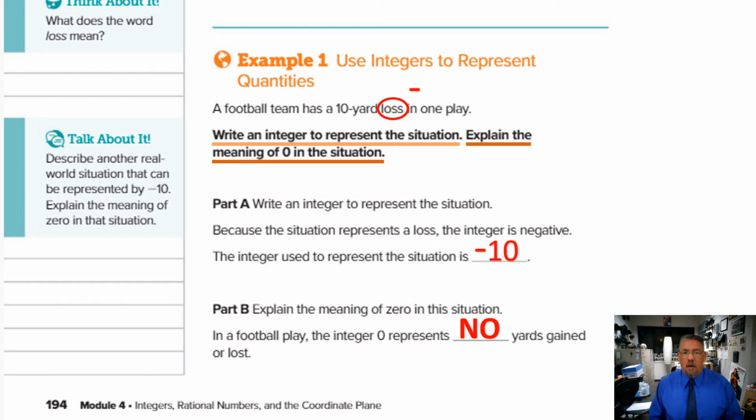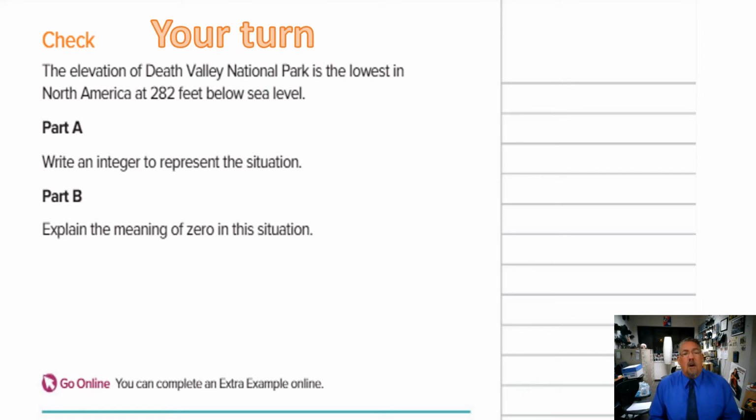Don't make it complicated. So I want you to try this one, in a situation about the elevation of Death Valley. It says the elevation of Death Valley National Park is the lowest in North America at 282 below sea level. Write an integer to represent the situation and explain the meaning of 0 in this situation. Let's go ahead and pause the video, try both parts, and come back to me when you have an answer.